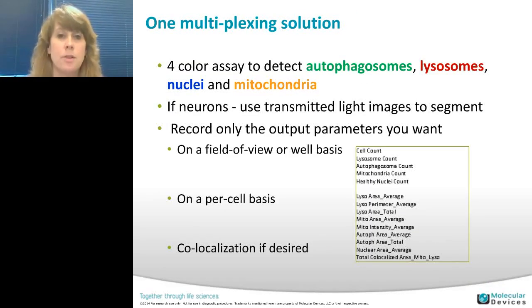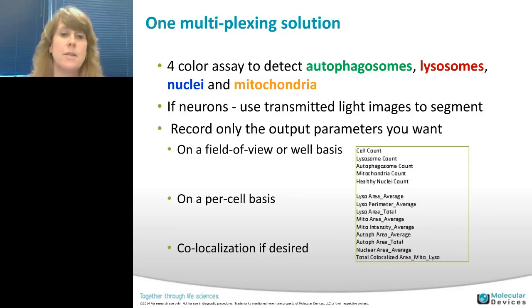So our solution was to put 4 different assays into one well. We used a FITC colored fluorophore to look at the autophagosomes, a dark red for lysosomes, and nuclei were marked with just a standard Hoechst dye, and then the mitochondria with MitoTracker Orange.